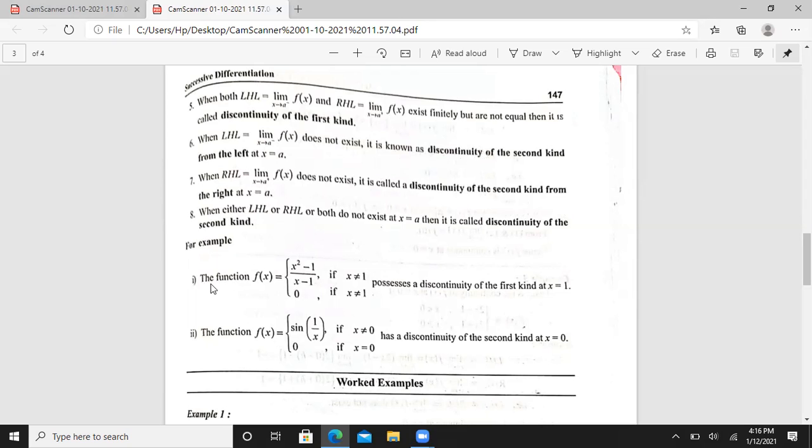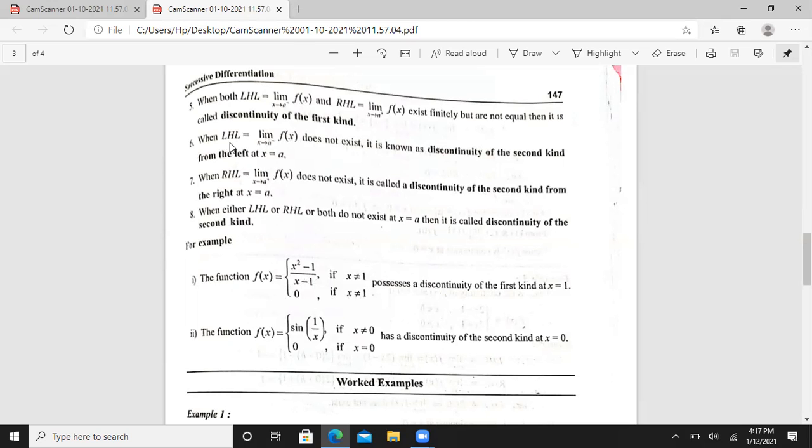For example, the first one is the function f of x equal to x square minus 1 divided by x minus 1 if x is not equal to 1, and the next one is 0 if x is equal to 1. It possesses a discontinuity of the first kind at x equal to 1.